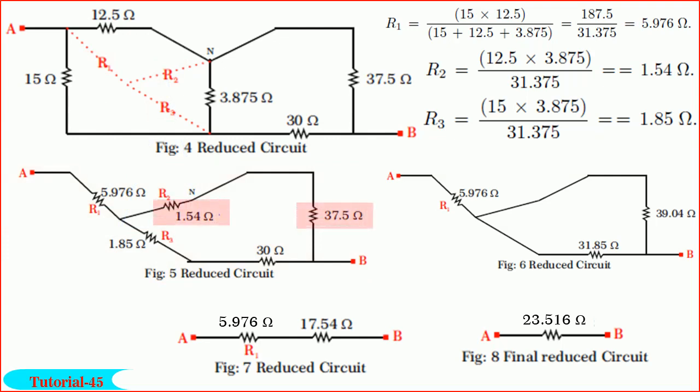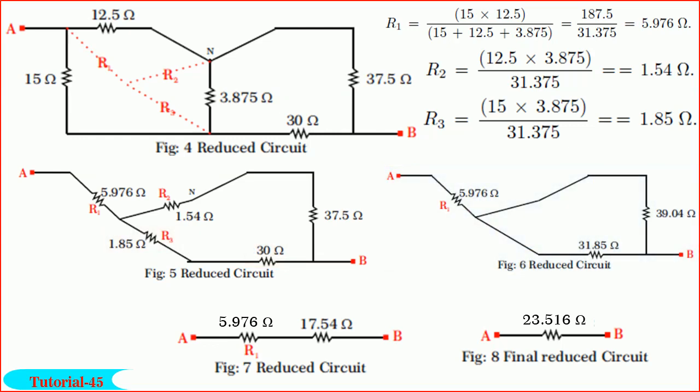1.54 ohm and 37.5 ohm are in series and their equivalent is 39.04 ohm. Similarly, 1.85 ohm and 30 ohm are in series and their equivalent is 31.85 ohm. The reduced network is shown in figure.